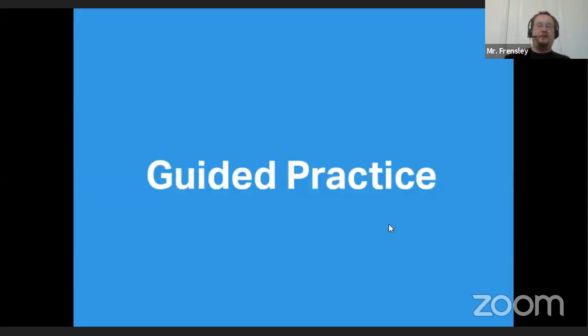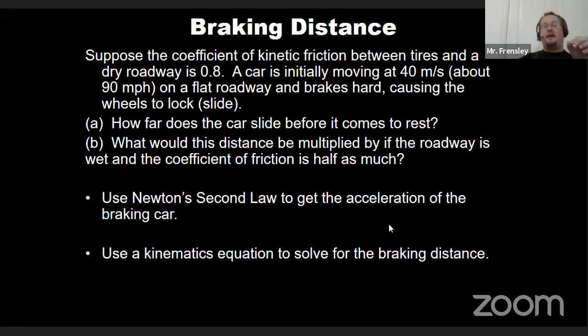All right, so here's some guided practice. This is going to be a combination friction problem and kinematics. So we've got the coefficient of friction between the tires and a dry roadway is 0.8. So you've got a car that's moving 40 meters per second.